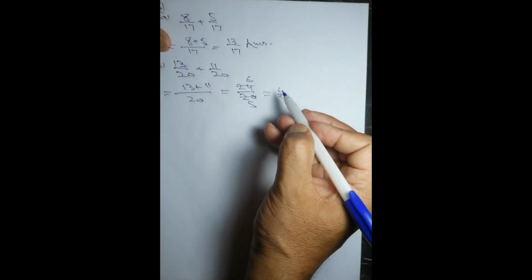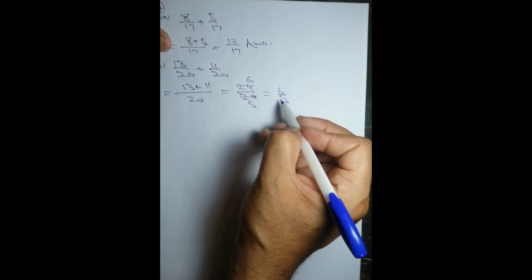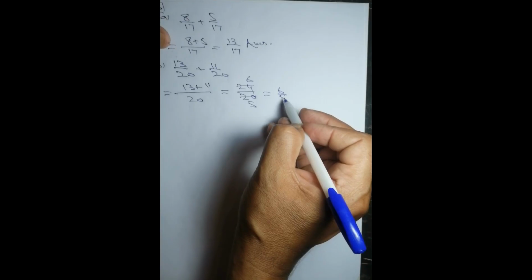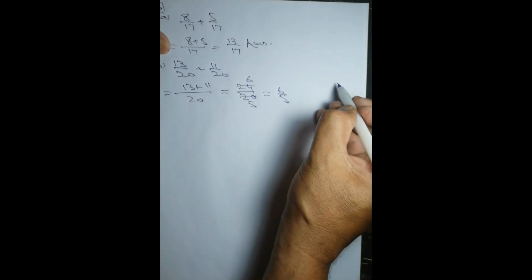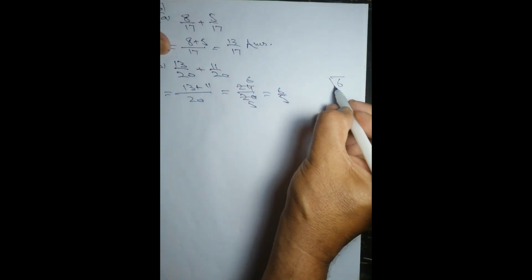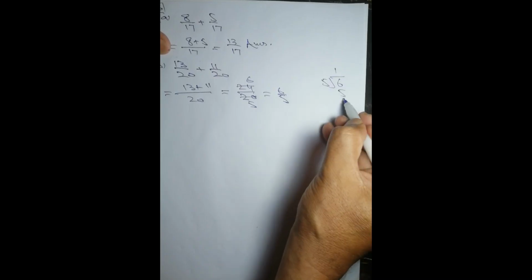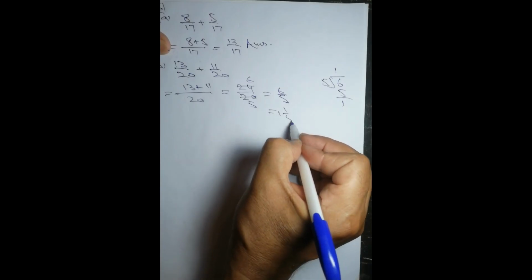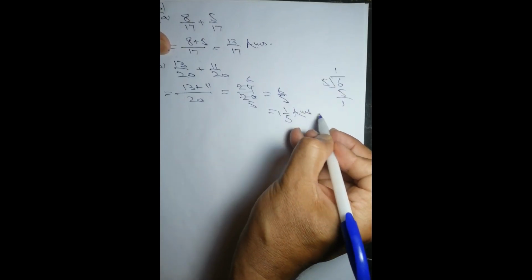So this is improper form. We need to write it in proper form because the numerator is bigger than the denominator. So this is improper. If we divide 6 by 5, quotient 1, that is equal to 1 whole 1 by 5. This is the simplified answer.